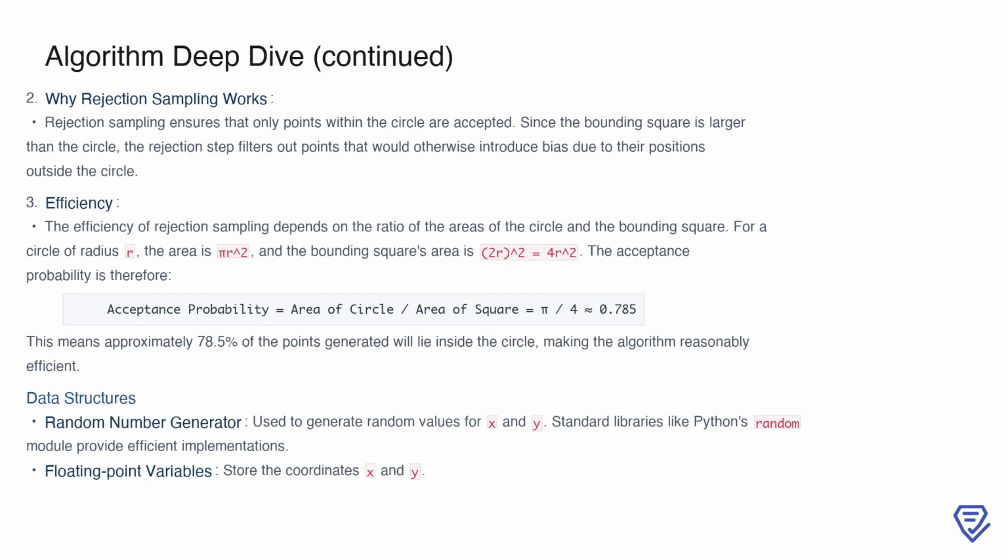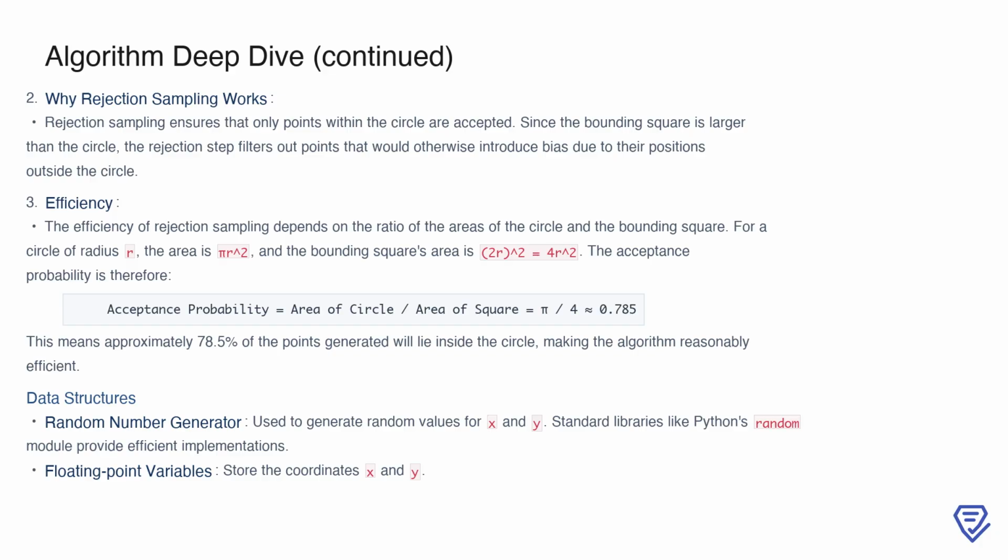To implement this algorithm, we rely on floating point variables to store the circle's parameters, such as its center and radius, as well as the generated coordinates of candidate points. Additionally, a random number generator is used to produce the uniform random values needed for point generation. In Python, the random.uniform function is well suited for this purpose.